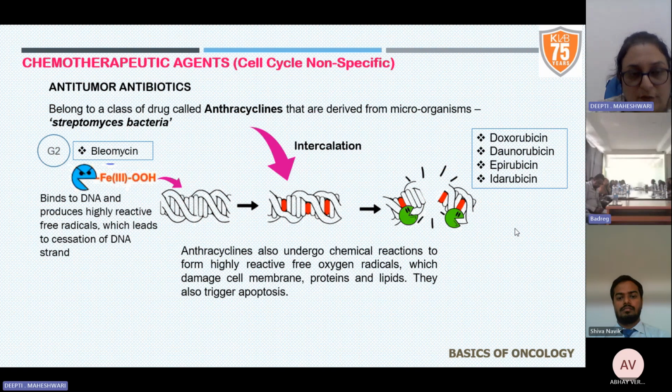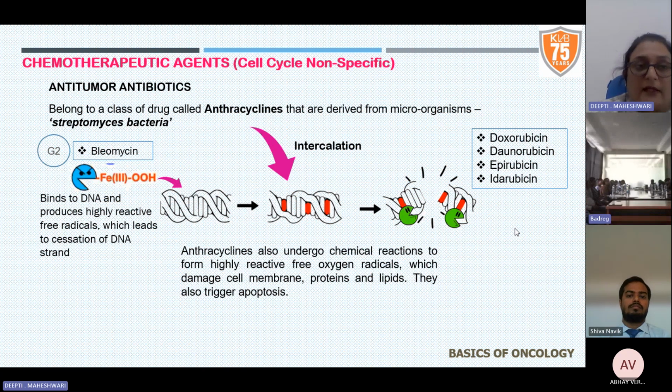Bleomycin forms free radicals, but they are not oxygen free radicals. They are highly reactive free radicals of other elements, and they are binding to the DNA. Whereas the other anthracyclines like doxo, dono, epi, and idarubicin create free oxygen radicals which damage the cell membrane. It can damage the protein, the lipids, and because of which it can lead to cell apoptosis. So this is a simple mode of action of anti-tumor antibiotics. They are also cell cycle specific.